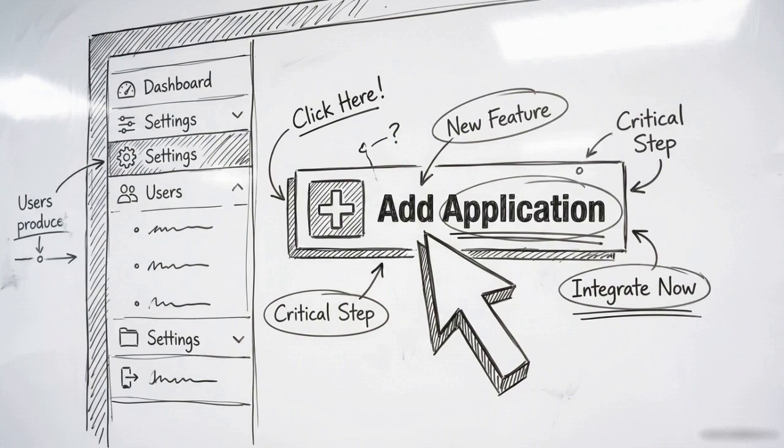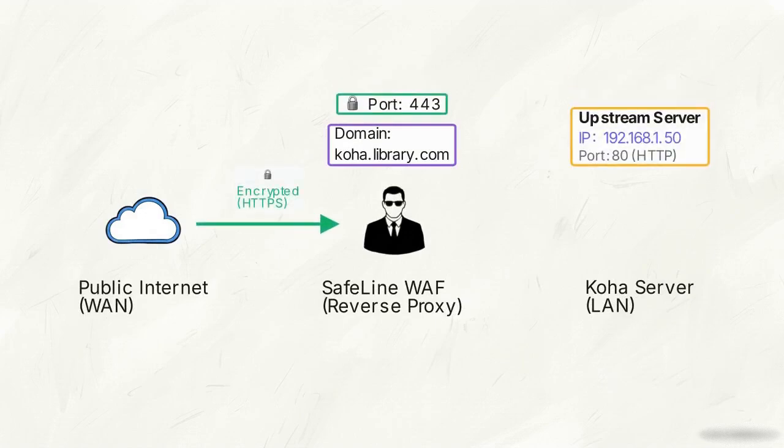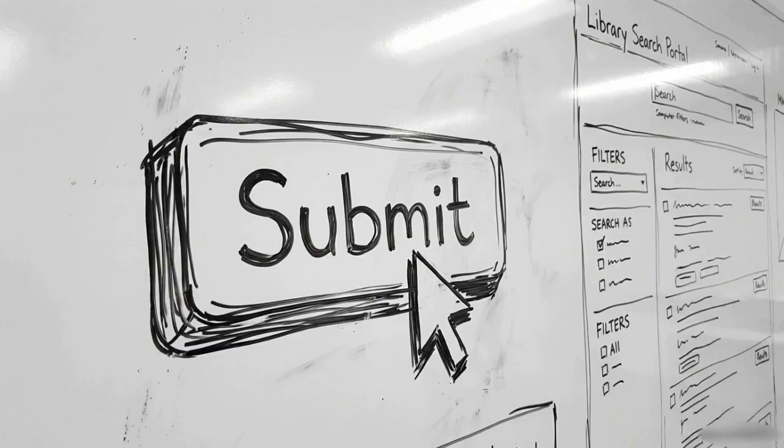Once inside the dashboard, navigate to the Add Application section. We need to define the reverse proxy rules that will route public traffic. Input your public library domain name so the proxy only responds to valid host headers. Set the listening port to HTTPS on port 443. Next, enter the private LAN IP address and port 80 of your backend Koha server into the upstream server configuration. Save the configuration. To verify the connection is working, open a new browser tab and navigate to your public domain.